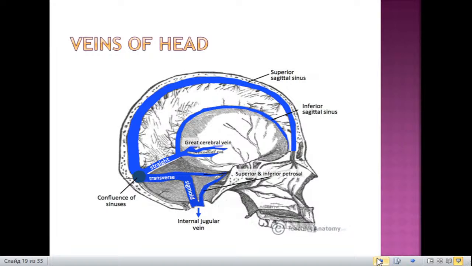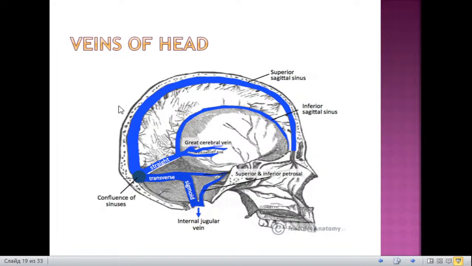Let's start, and we will begin from the head. So structures which collect almost all of the blood from the head are called sinuses of dura mater. We divide these sinuses into sinuses of the roof of skull and sinuses of the base of skull.